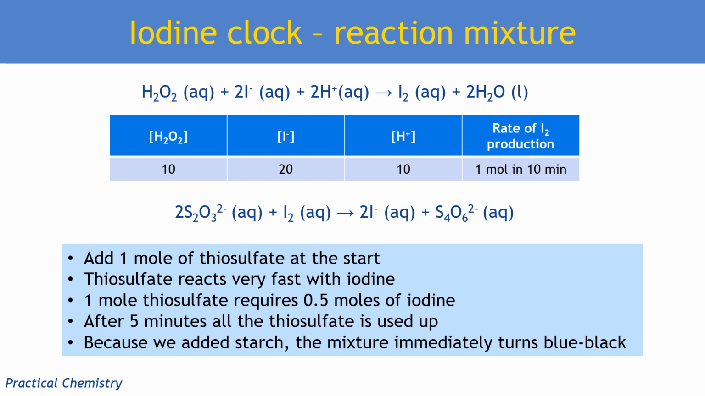I can then change whichever one of these substances I want: the peroxide, the iodide, the acid. I'm going to get a different rate of iodine production per minute, which means it's going to take a different amount of time to produce that same 0.5 moles of iodine. And therefore, I can measure that time taken, do 1 over time to get my rate.